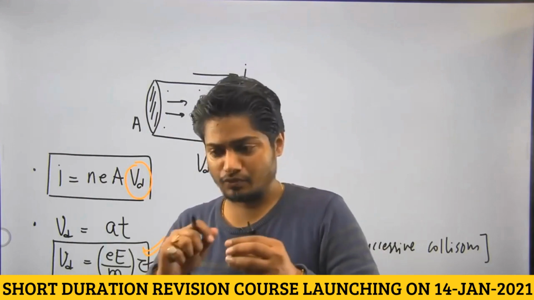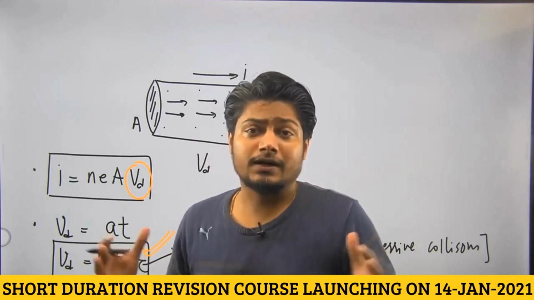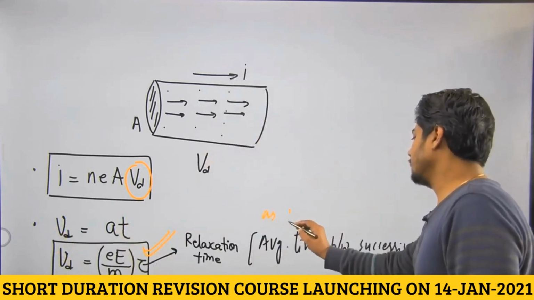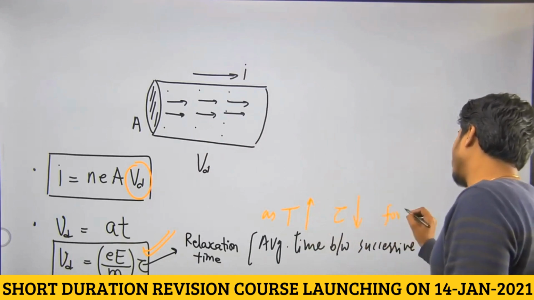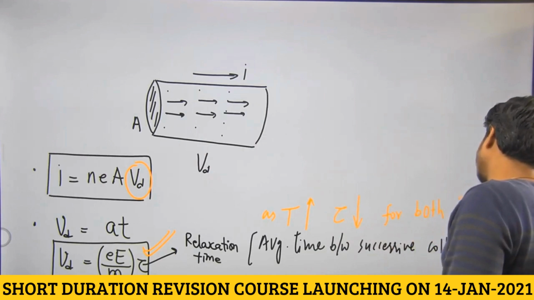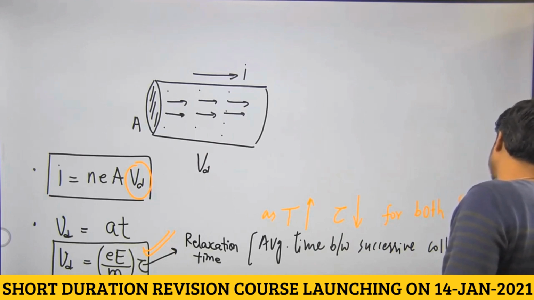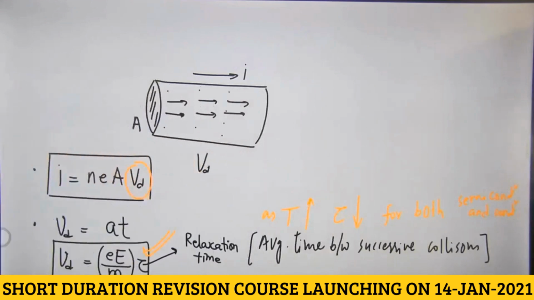So, if you increase the temperature, the electrons move randomly with higher speeds, and due to which they collide more times in a given time span. So, the time decreases. As the temperature increases, relaxation time decreases for both semiconductors and conductors. So, this is the second formula for current, I equals nEAVd, and Vd is eE by m into tau, that is, acceleration is eE, force upon mass, into tau.